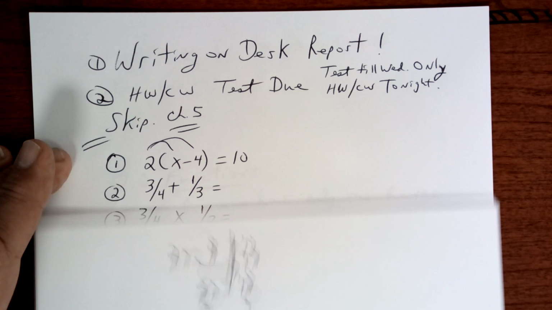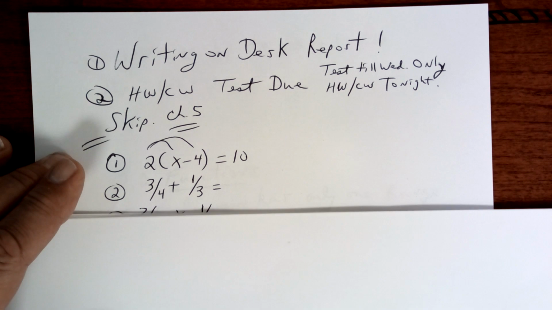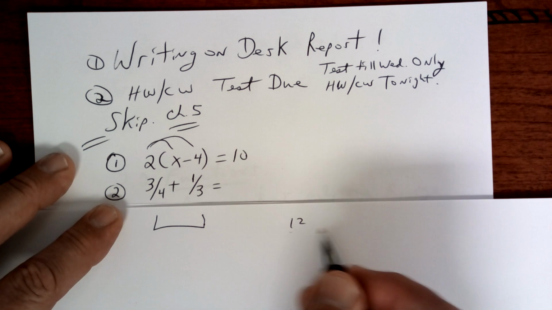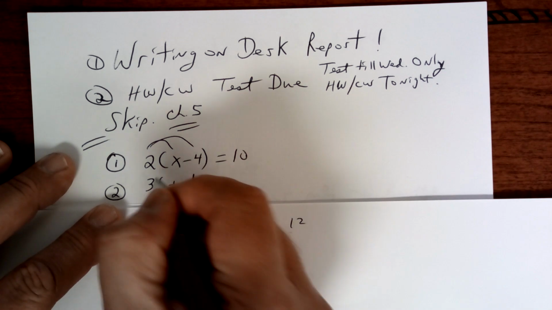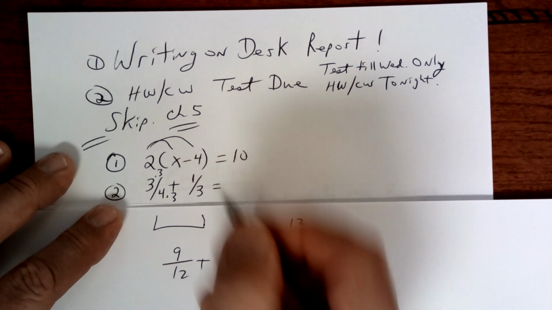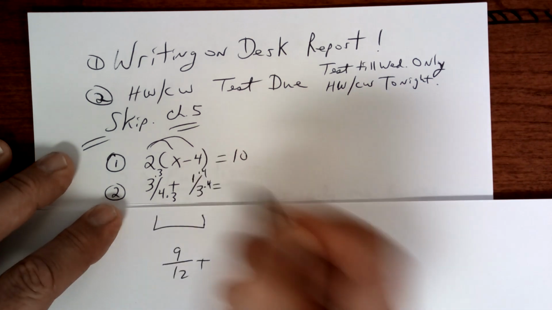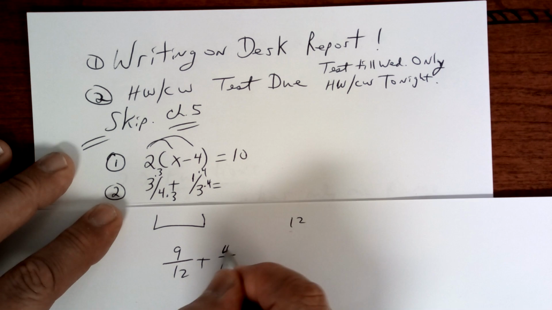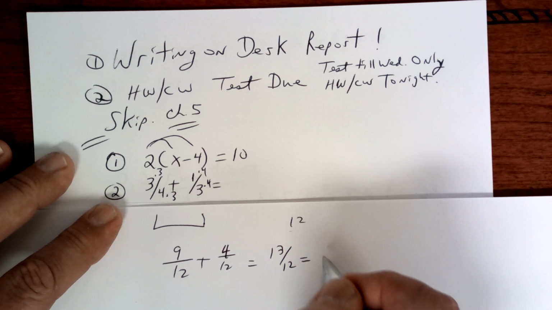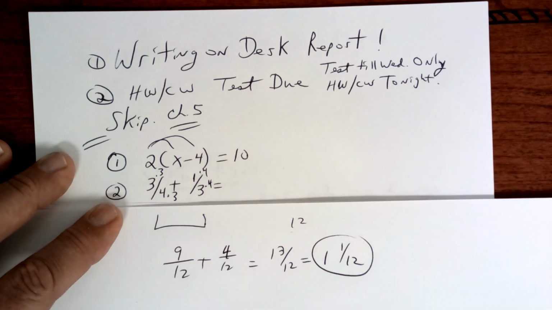Okay, on this one right here, you have to find the least common denominator. When you add or subtract, it's 12, 3 times 4. So you want to multiply this by 3. So you get 9 over 12 plus, multiply this one by 4, and you get 4 over 12, which equals 13 over 12, which equals 1 and 1/12. Make sure you know how to add and subtract fractions.